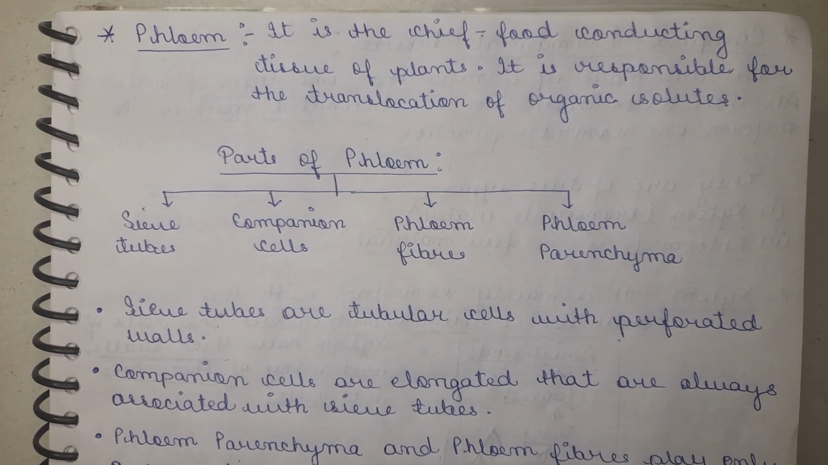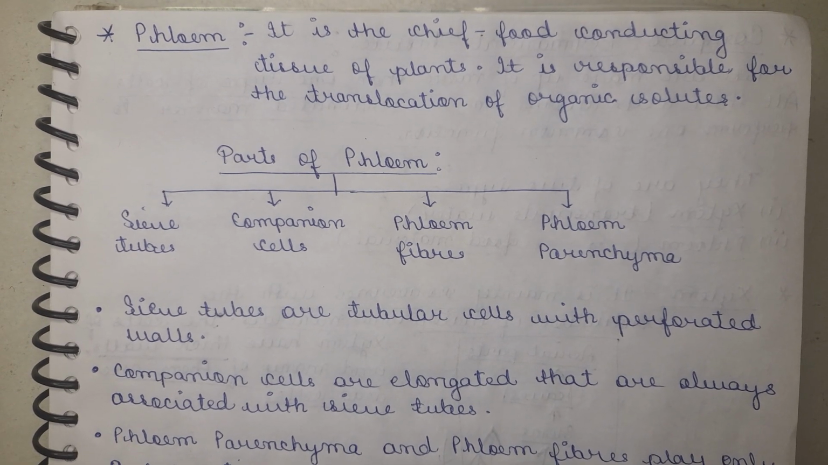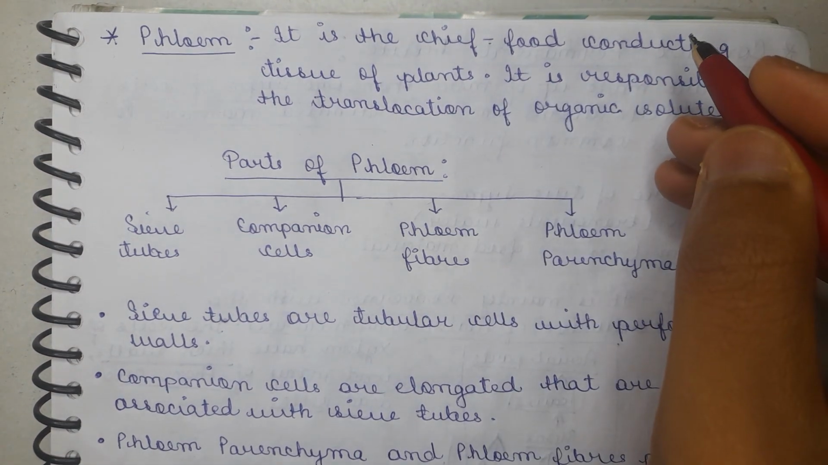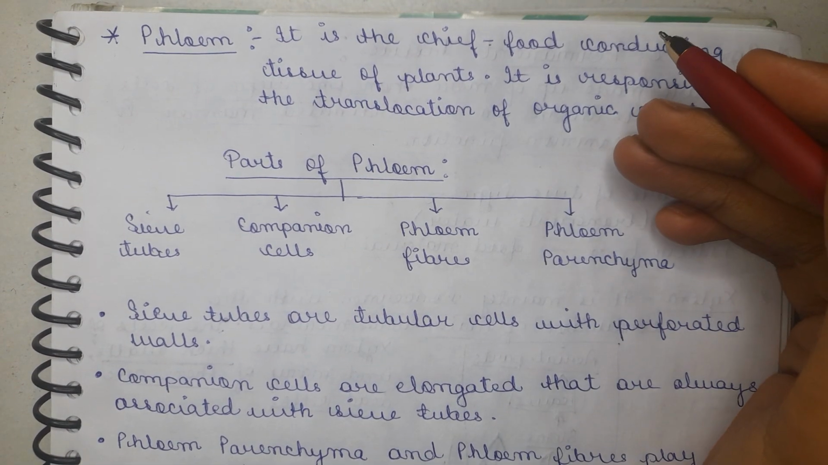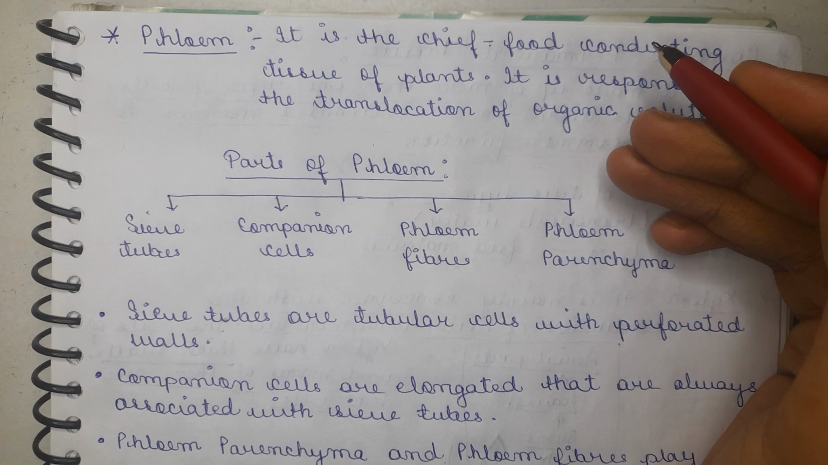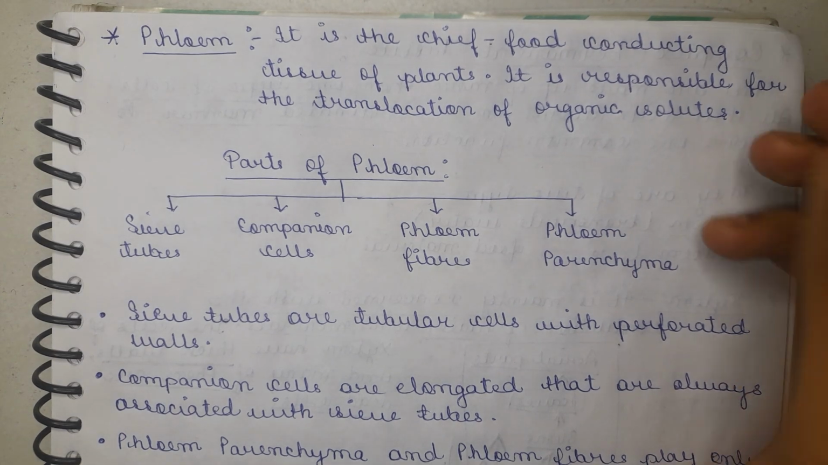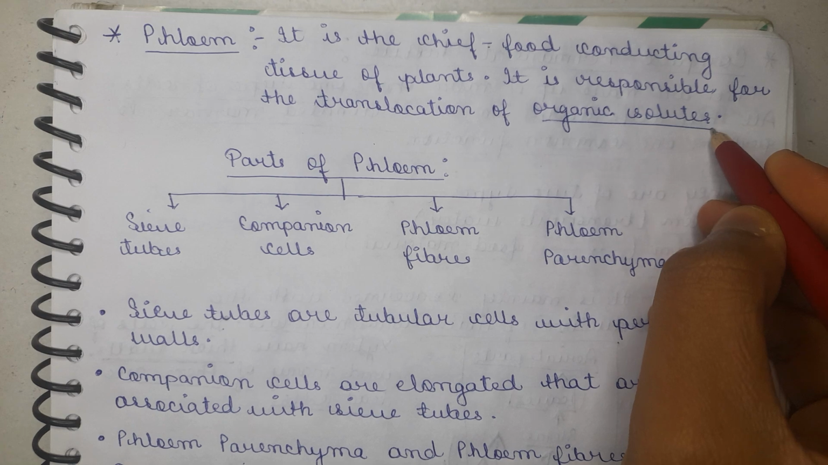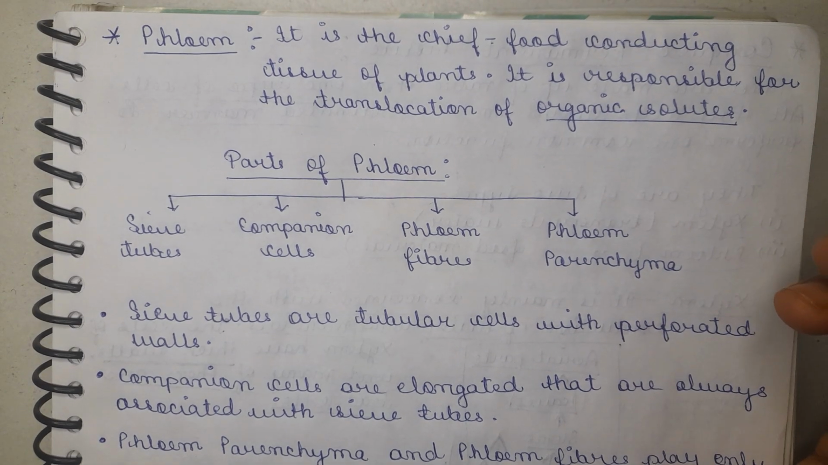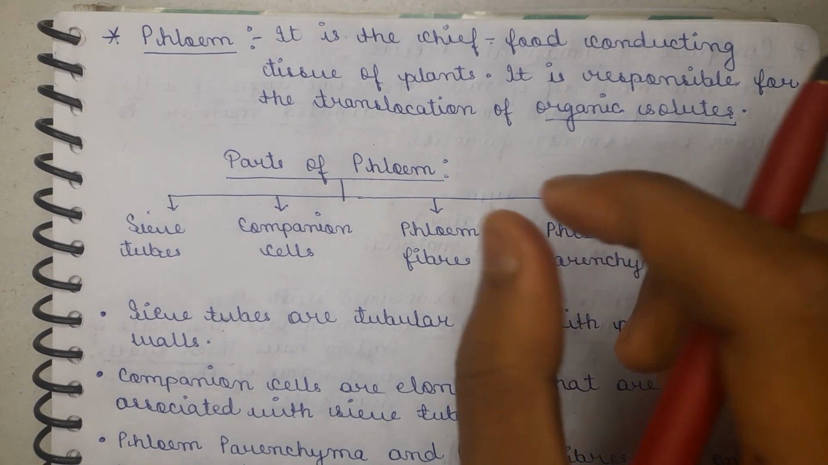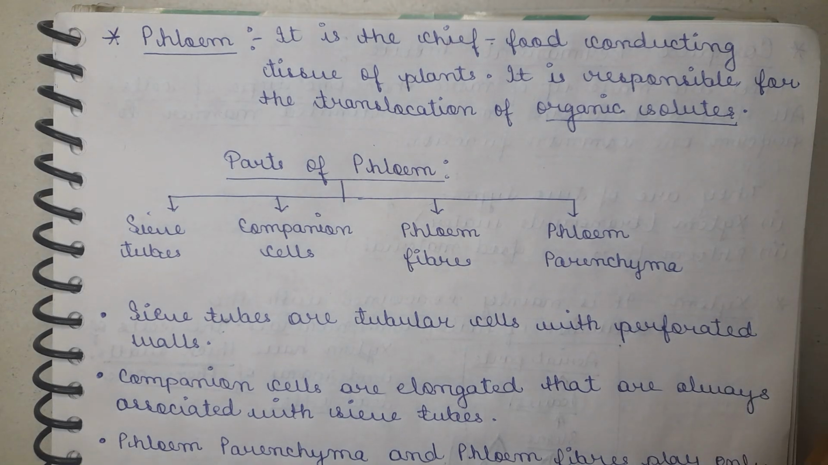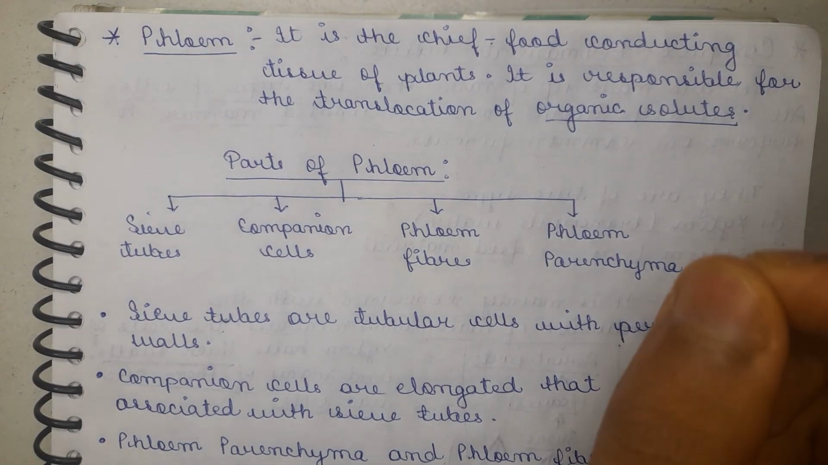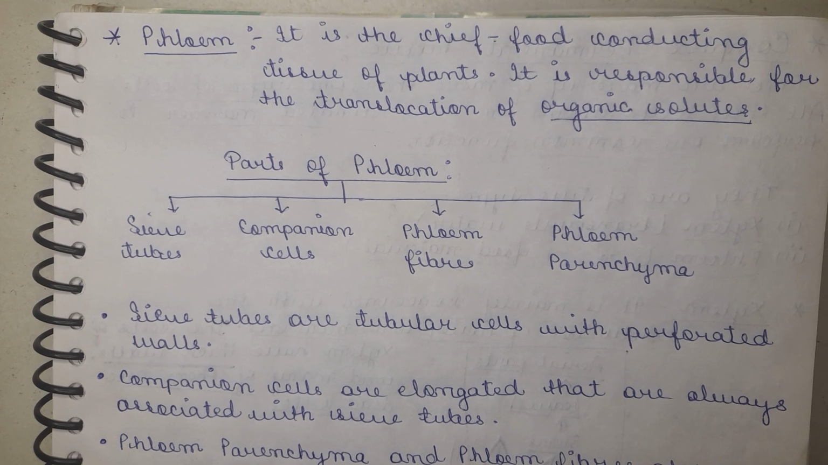Hello everyone, in this video we are going to discuss the phloem, that means the food conducting tissue of a plant. This is mainly responsible for the transportation of food from one part of the plant to the different parts of the plant, and it is also responsible for the translocation of organic solutes such as amino acids, or we can also call them sugar, from one part of the plant to the different parts of the plant such as the leaf, stems, flowers and all other different parts.